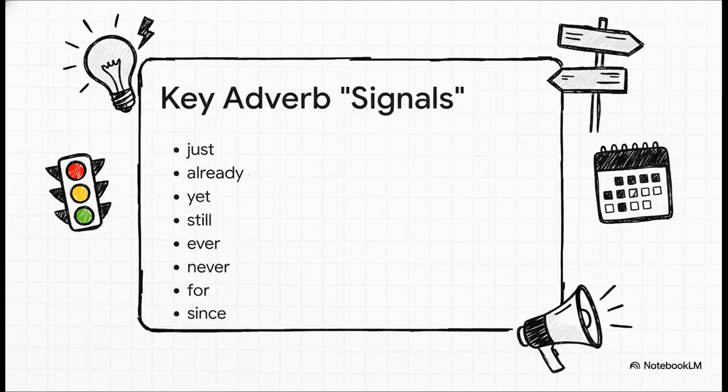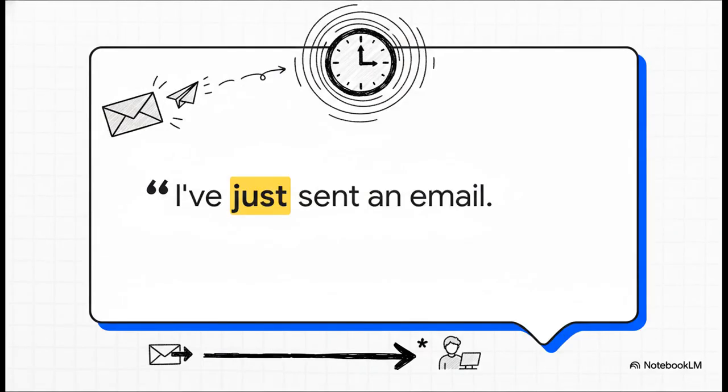Let's take a quick look at some of the biggest ones. So when something happened like a second ago, you use just. It really pulls that past action right up to the present.